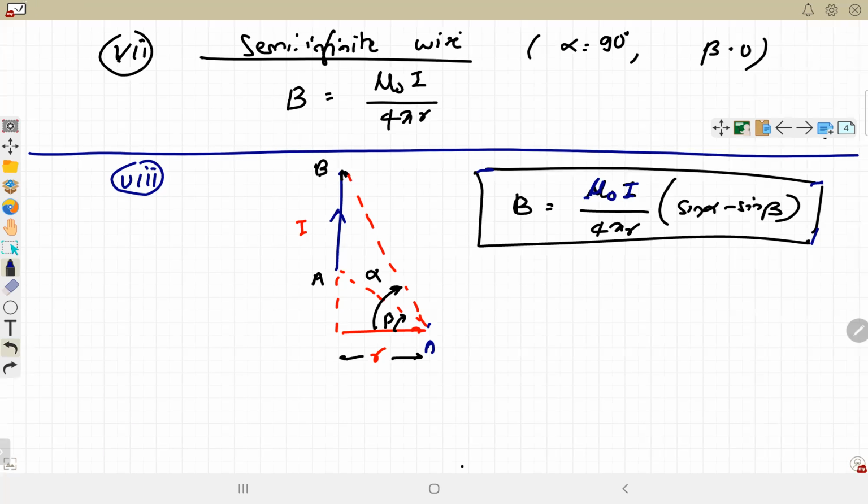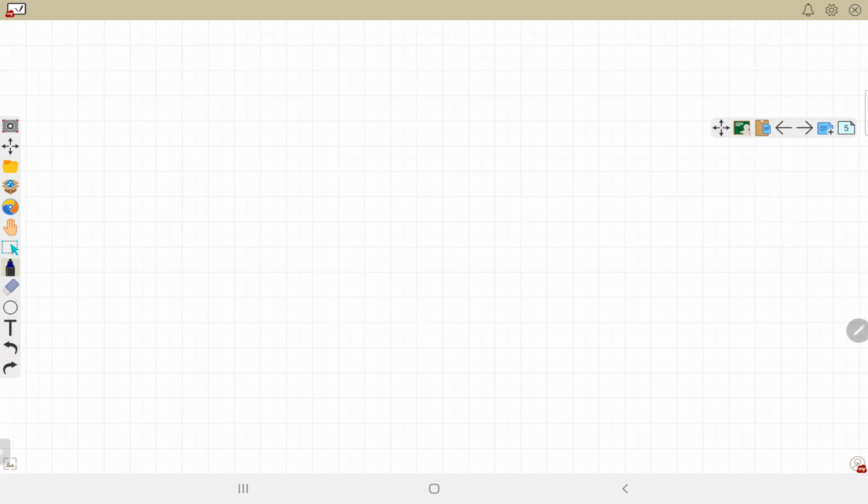Right. So let's take questions on this combined as well as the finite length wire. So, find the magnetic field at the center of the square loop.